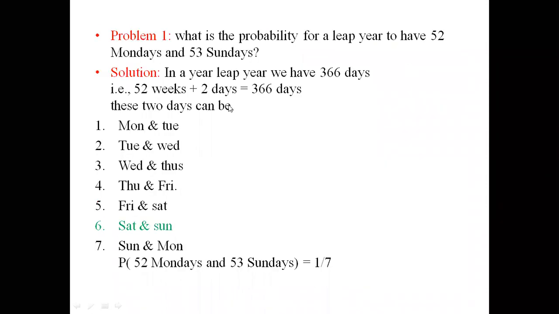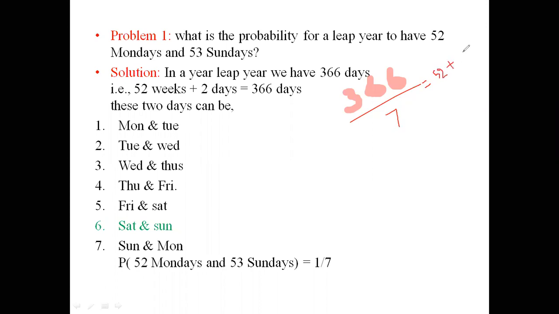So here is the first example. What is the probability for a leap year to have 52 Mondays and 53 Sundays? We know that in a leap year we have 366 days. If we divide this leap year into weeks, in a week we have 7 days, so we get 52 weeks and 2 days. 52 weeks plus 2 days.